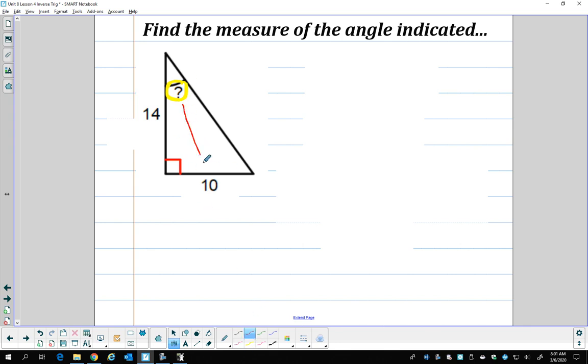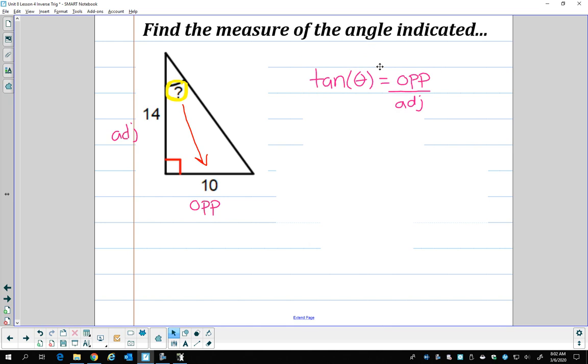So I have the opposite side. And then I also have the adjacent side, the leg that is right next to the angle. The function that has opposite and adjacent in it is tangent. So I know that the tangent of an angle is related to the opposite side divided by the adjacent side. And so now let's plug in what we know.